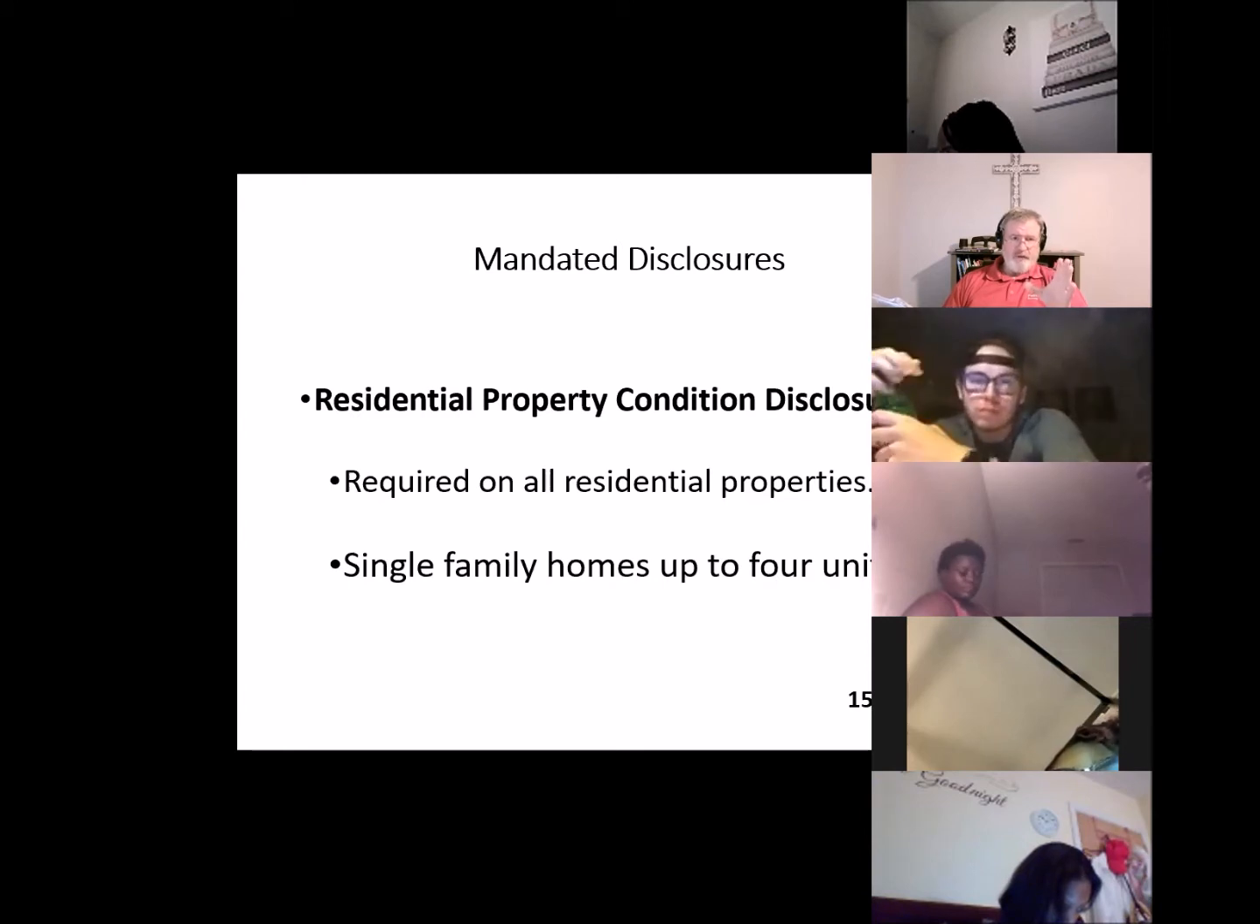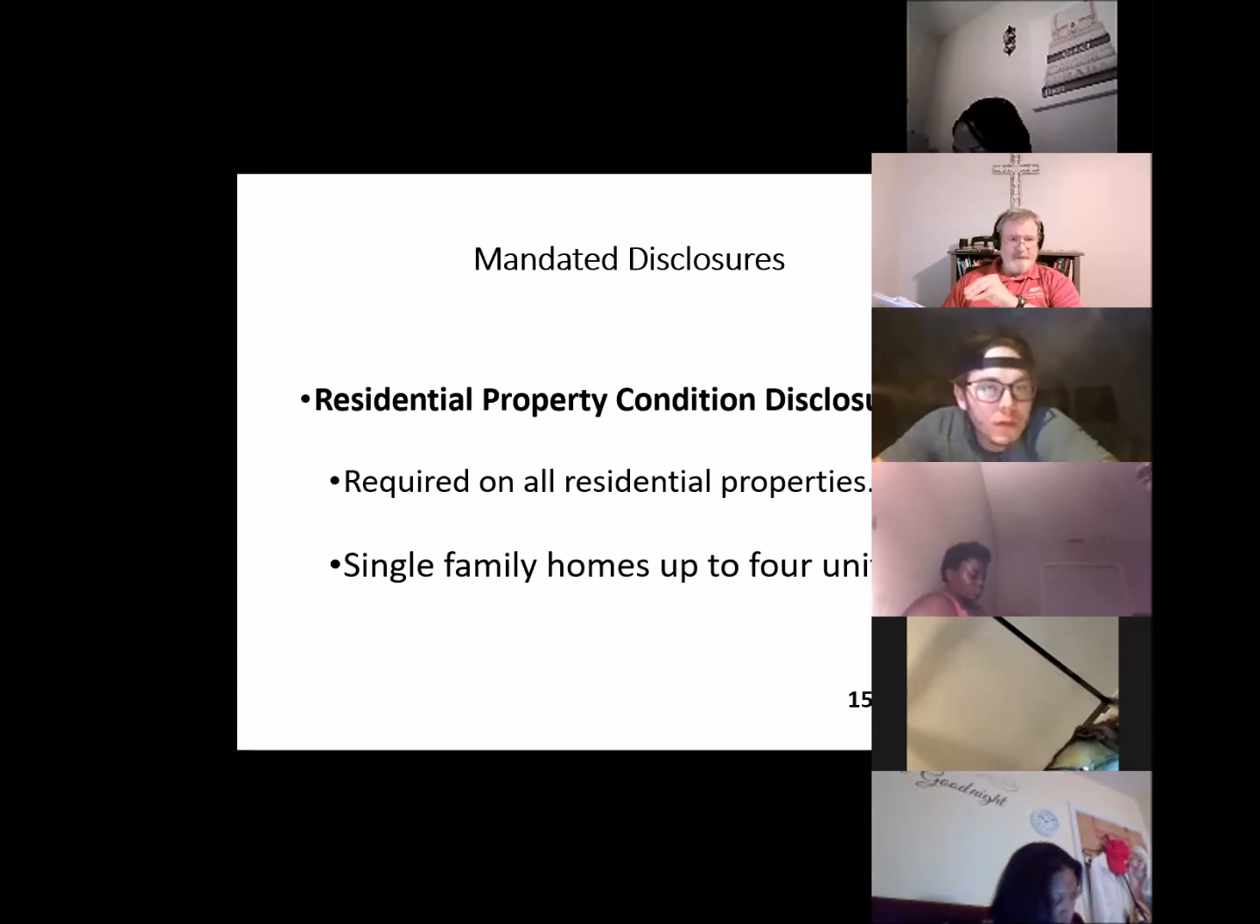What kind of properties are required to provide this property disclosure form? Residential real property that has 1 house, 1 dwelling unit, or up to 4 units, you know, like a quadruplex. So if you're selling a single family home, duplex, triplex, or quadruplex, this form is required. There's the first question. So you know when this is required on what properties.